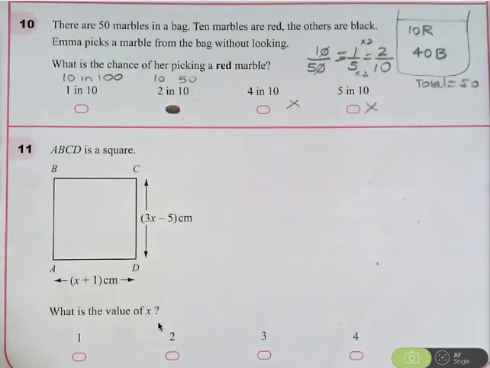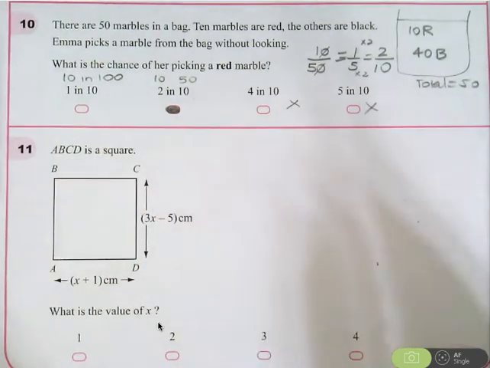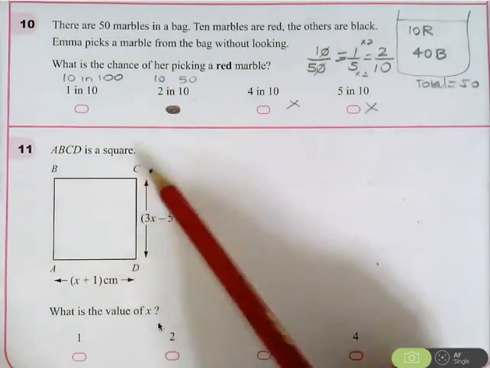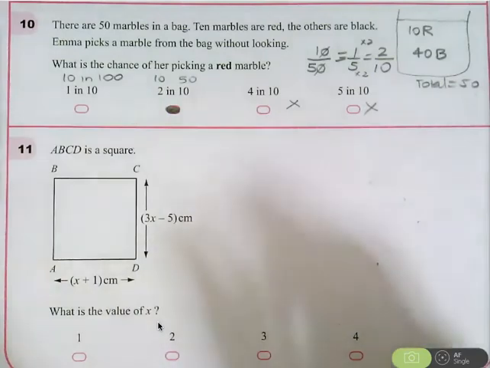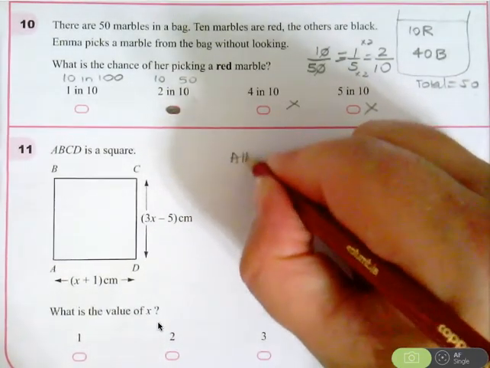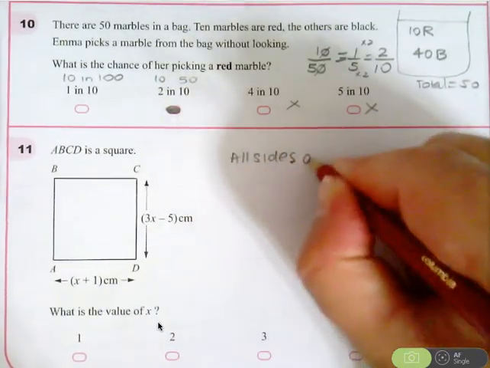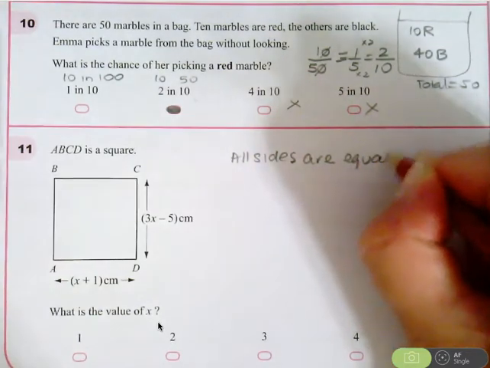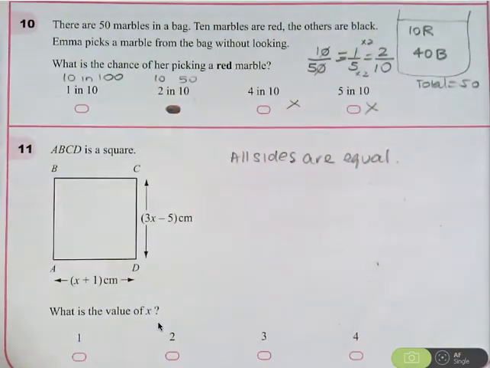Now for question 11. ABCD is a square. We've got ABCD, it's a square. A square means that all sides are equal. And what we're asked here is to find the value of x. There are a few ways you can do it. You can do it by solving the equation. That's one way of doing it.